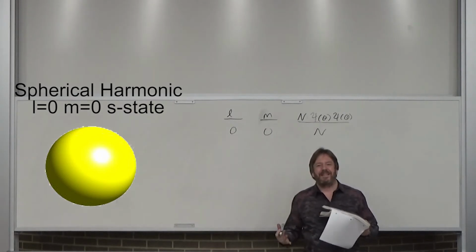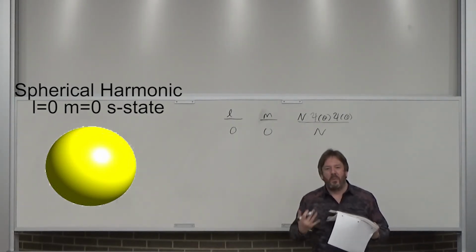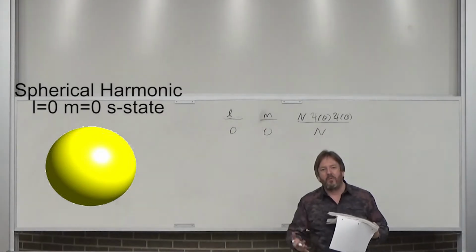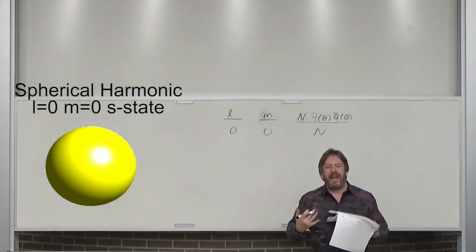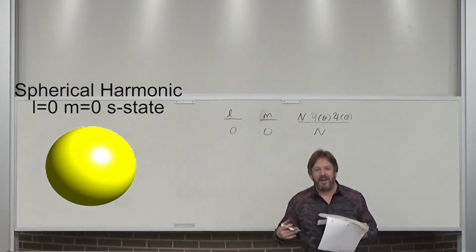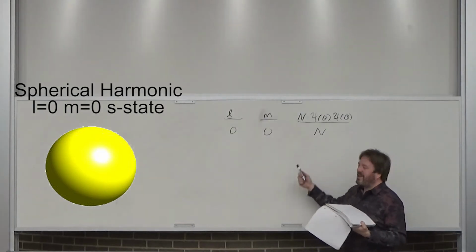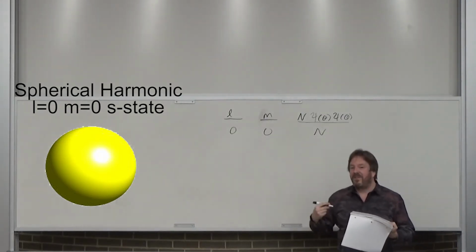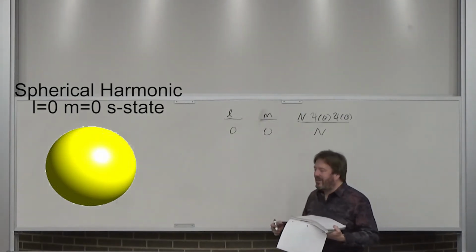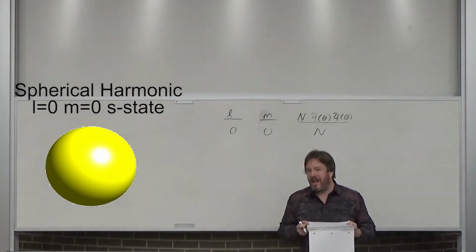It actually isn't, and I don't understand this. It's not whizzing around. It has no rotational energy. The energy of rotation is L times L plus 1 times all that stuff. L is 0. The S state has no rotational energy, so it's not rotating. So why does it look like a circle? I don't really know. I've actually never really understood that.